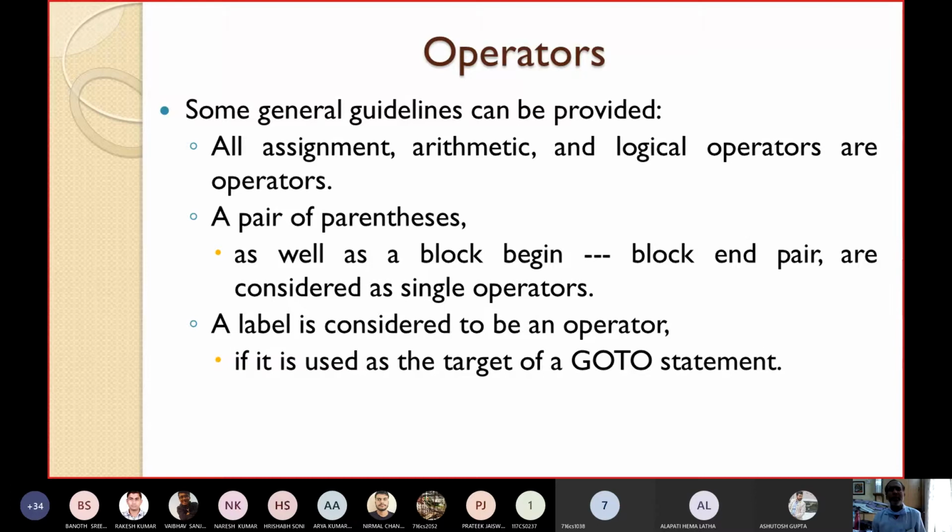These are some guidelines we have given for deciding which will be operators and which should not be operators. If these criteria are met, these guidelines can be used to decide which things can be considered as operators. Let's quickly take some other guidelines.